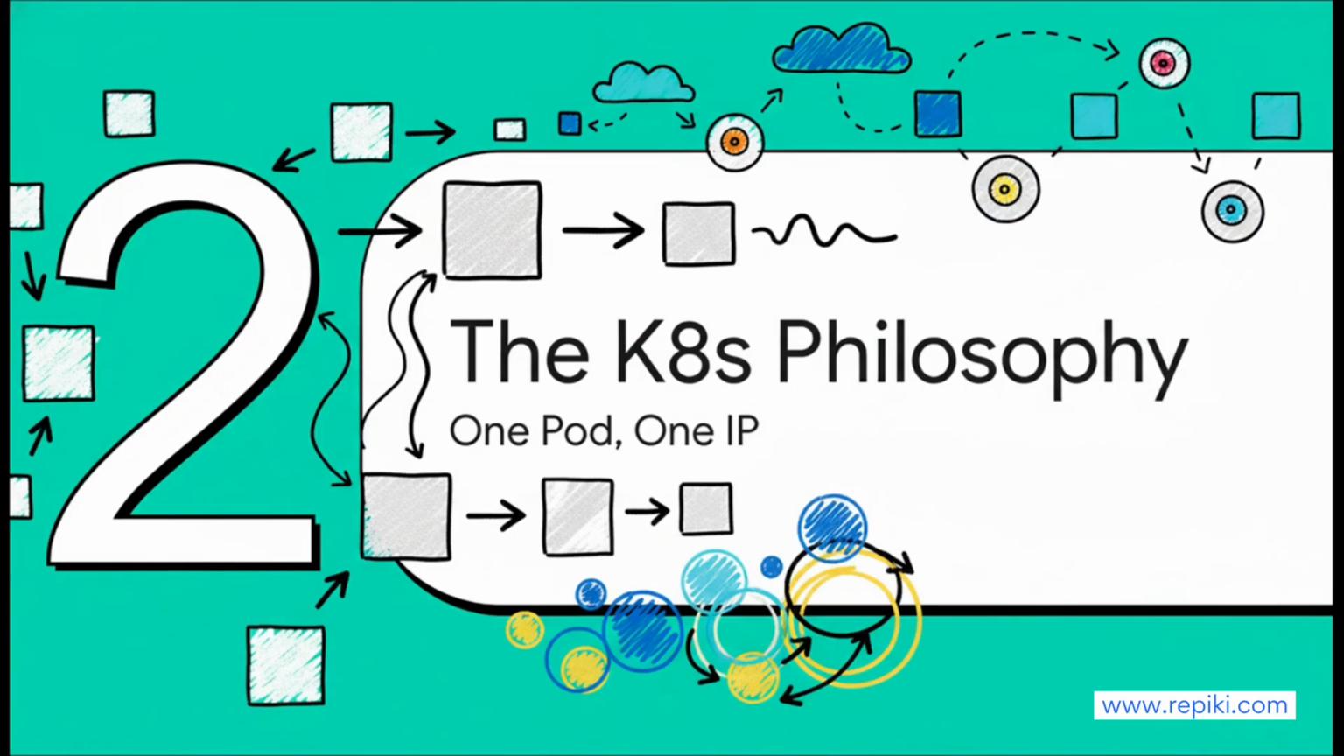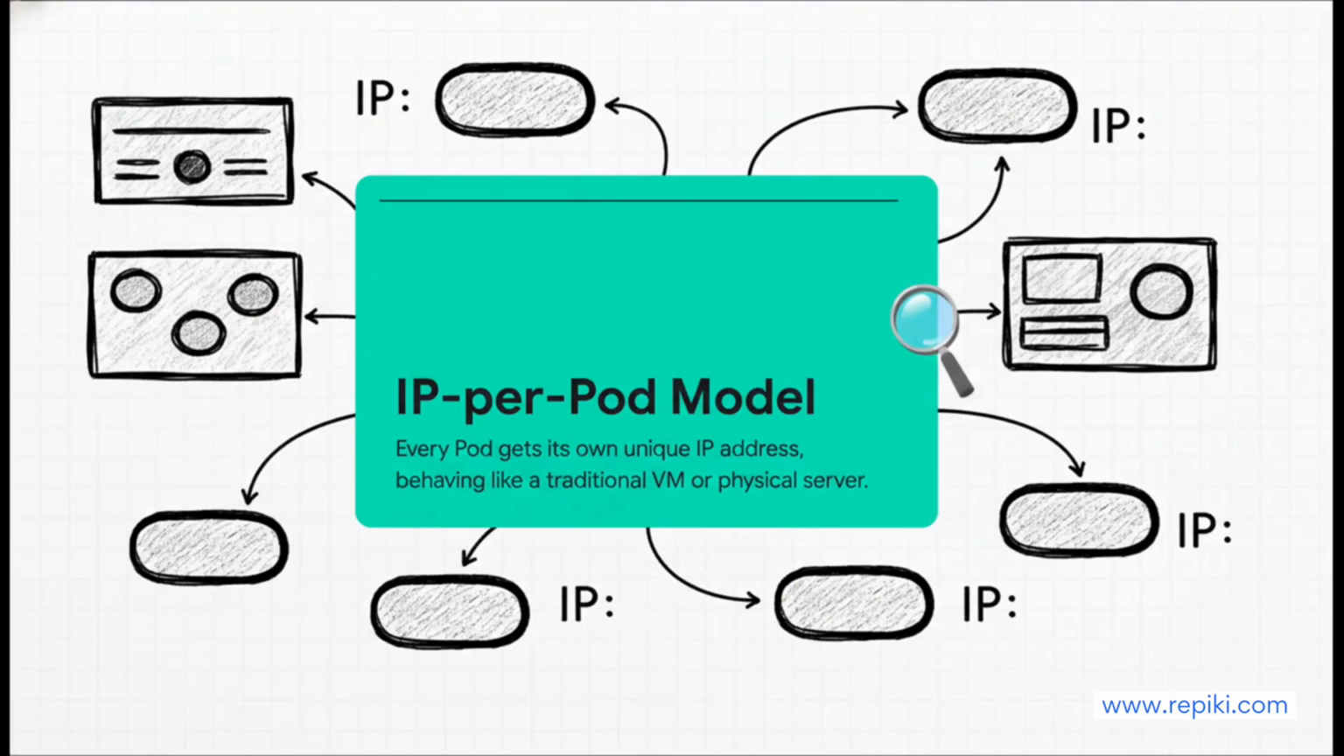And this brings us to the absolutely elegant solution that Kubernetes brought to the table. Instead of having us fight over ports on a shared IP, Kubernetes introduced a radically simple idea. Just give every single workload its very own unique IP address. And that's the IP per pod model. A pod, which is the smallest thing you can deploy in Kubernetes, gets its very own IP. It doesn't share it with the host, it doesn't share it with any other pod. And just like that, containers started behaving like the virtual machines and physical servers that we were all used to.